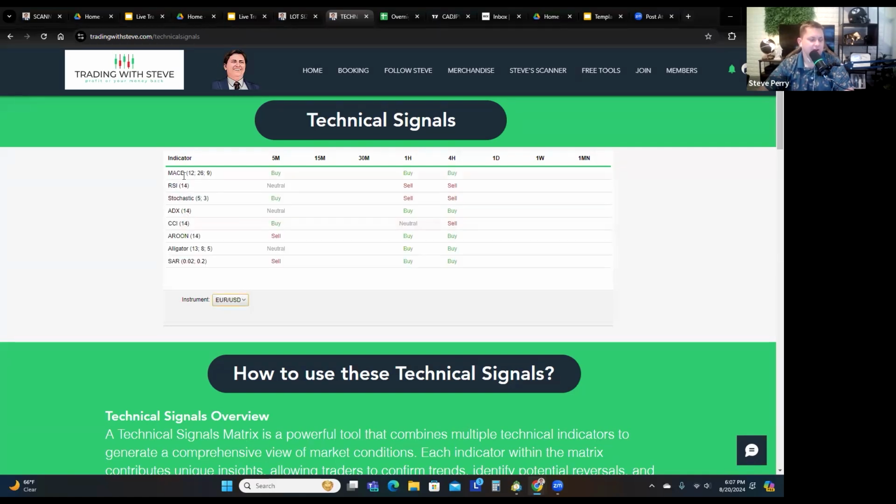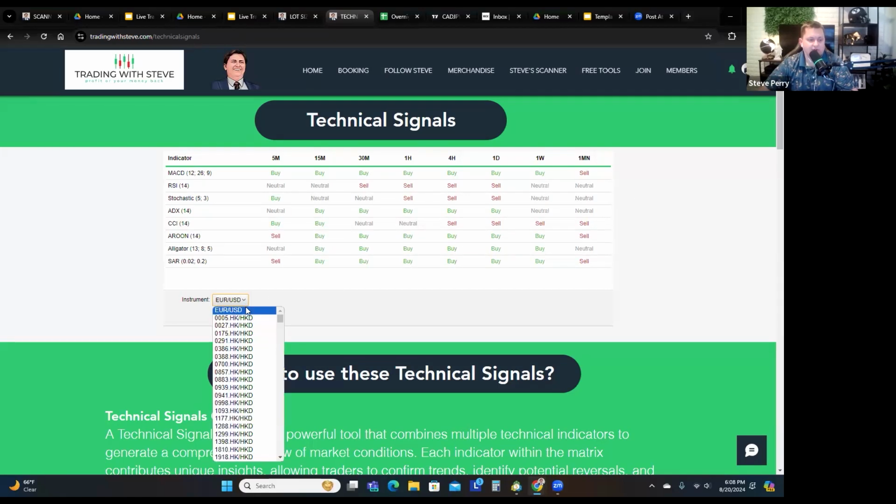Perfect. Yeah, it looks at all the different major technical indicators like MACD, RSI, stochastic, ADX, CCI, the Aroon indicator, alligator, and SAR. And it basically looks at every single time frame and it will tell you based off that indicator if it's a buy, sell, or whatever the signal is. And you can kind of comb through the different currency pairs here.